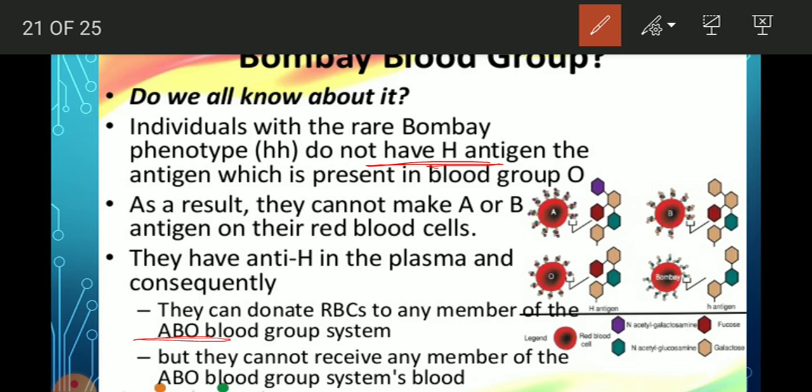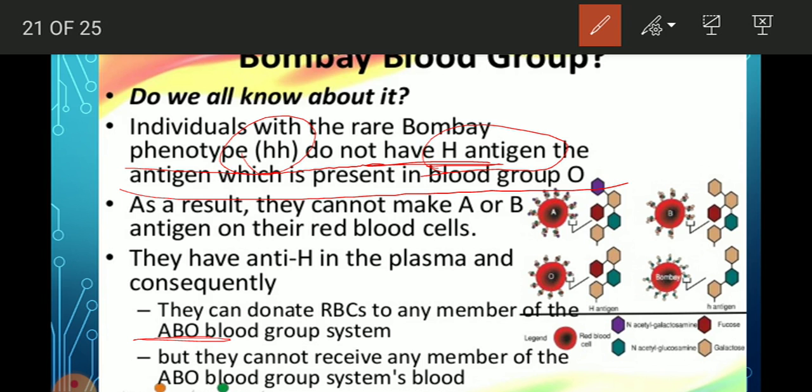Individuals with the rare Bombay phenotype have hh, which represents a recessive condition: if the gene H is not present, the H antigen is not made. If the H antigen is not produced, it is small h, and then the person has blood group O. As a result, they cannot make A or B antigen on their red blood cells. They have anti-H in the plasma, and consequently they can donate RBCs to members of the ABO blood group system but cannot receive from any member of the ABO system.